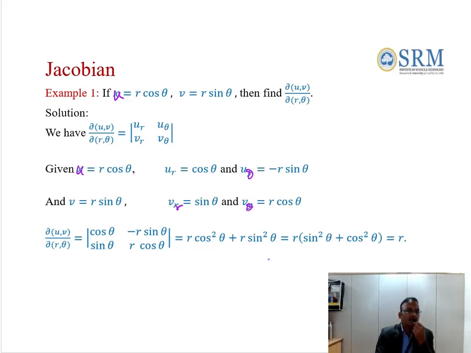Now you plug all these expressions into the general formula. That gives the Jacobian J equal to r cos square theta plus r sin square theta, and we know the trigonometric identity sin square theta plus cos square theta equals 1. Therefore the Jacobian is equal to r. This is a very useful result which you are going to use in many places.